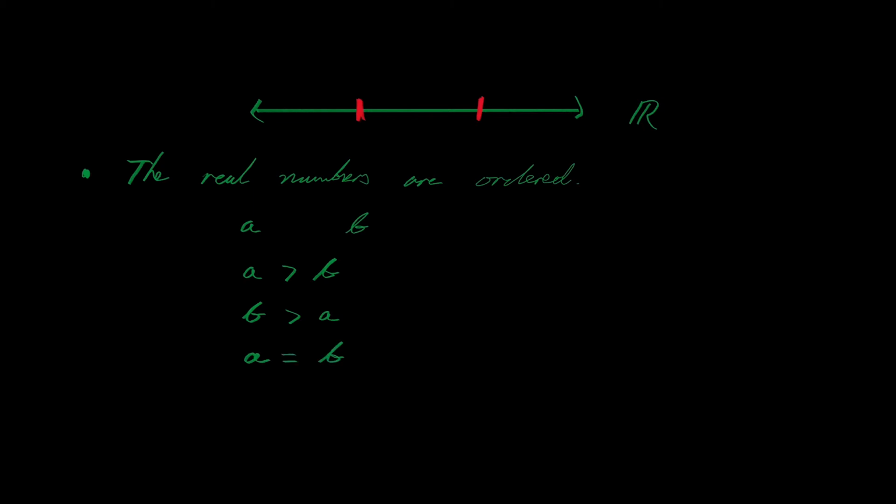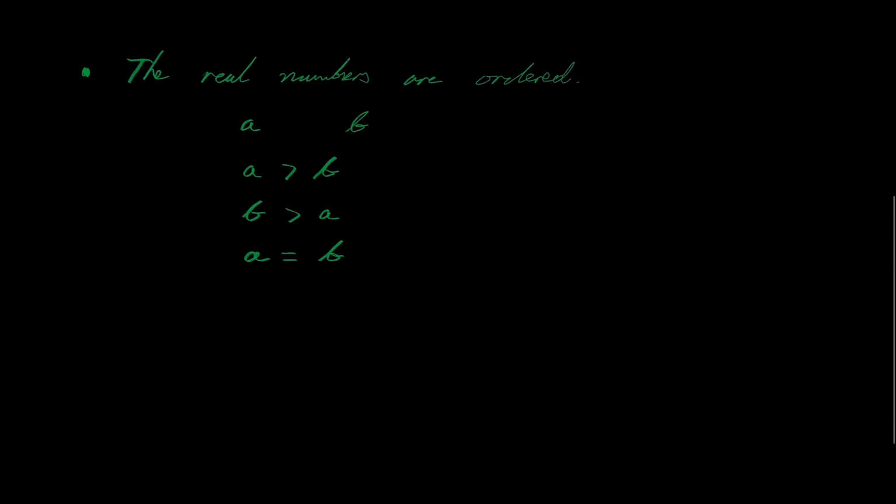Consider two people and imagine that you wanted to order them from left to right according to their height, how tall they are. Well, either one will be taller than the other, or they'll be the same height. So A will be the taller one, or B will be the taller one, or A and B will be as tall as each other. Their height will be equal. So that's intuitively what I mean when I say that the real numbers are ordered.